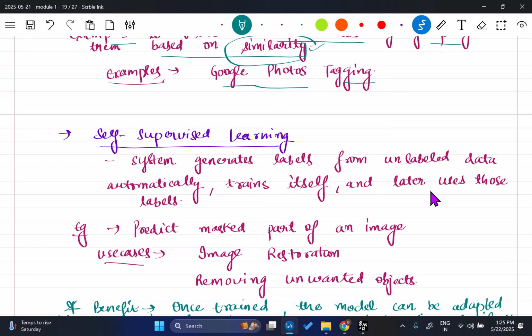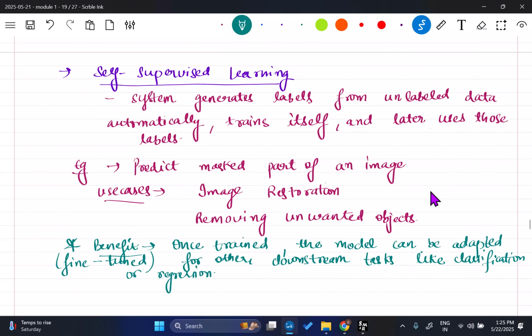Next comes self-supervised learning. Self-supervised learning is where the system generates the labels from unlabeled data, where the labels, the outcomes, are generated automatically, and the model trains itself and uses those labels later on.